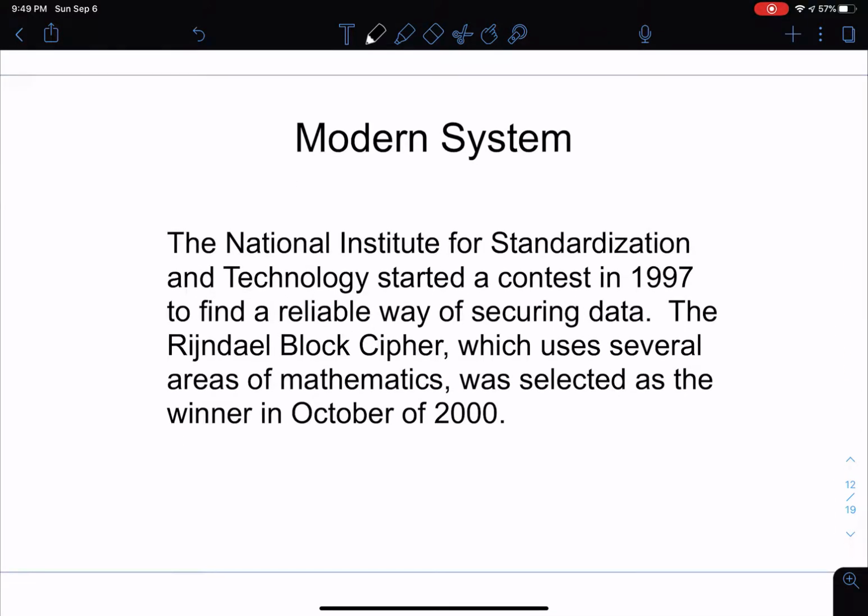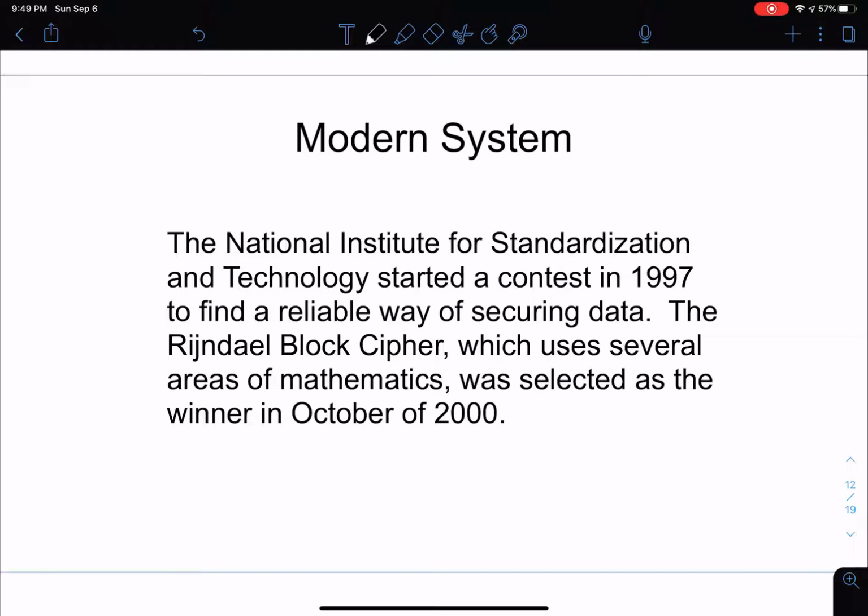But obviously it didn't last for long, because I talked about how in 1994 computers were able to break the code in 8 months. So the National Institute for Standardization and Technology started a contest in 1997 to try to find a new reliable way to secure data.